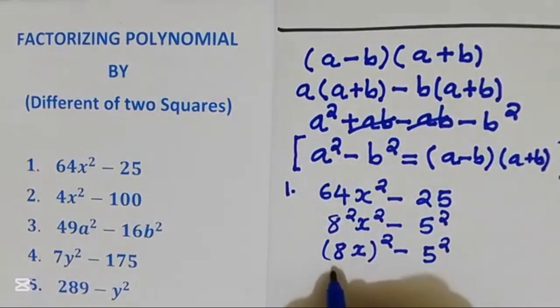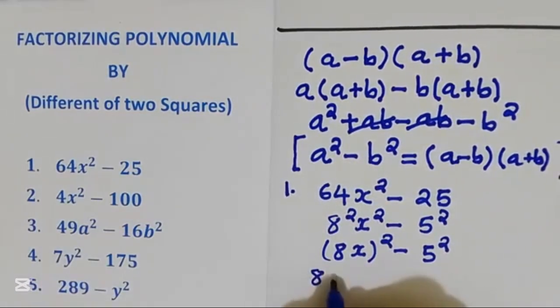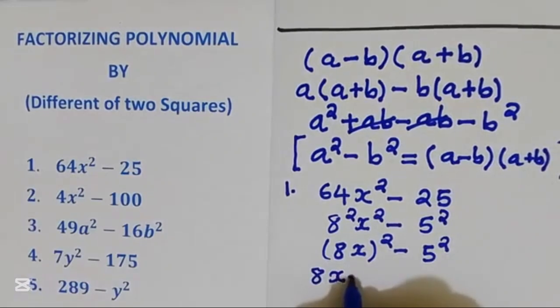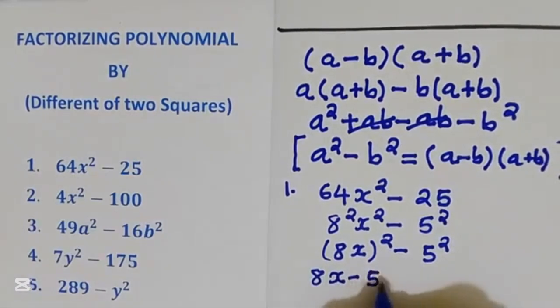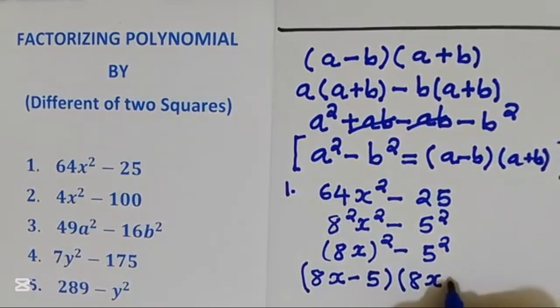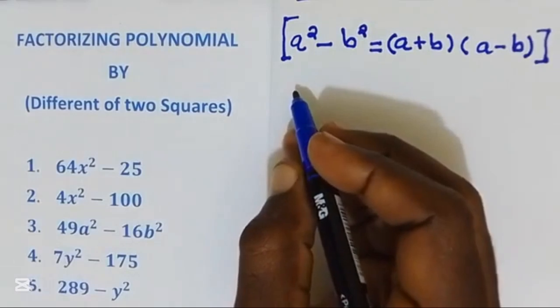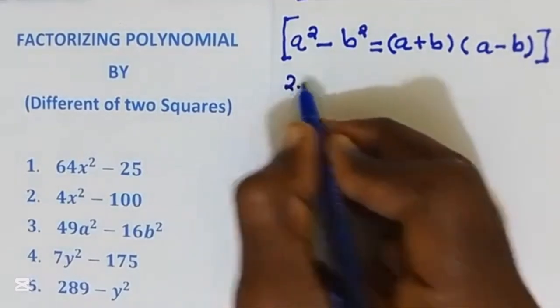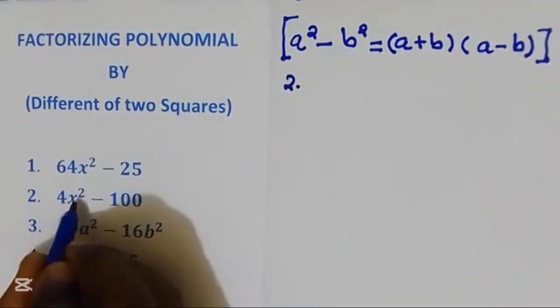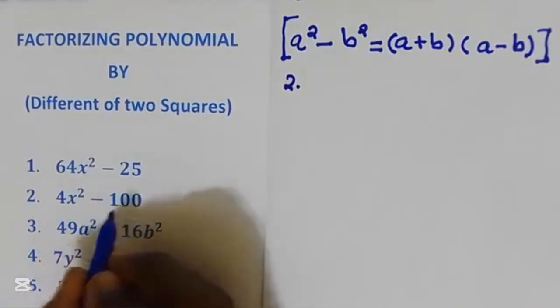So that is going to be 8x minus 5, then 8x plus 5. Let us do question number 2. We have 4x squared minus 100.